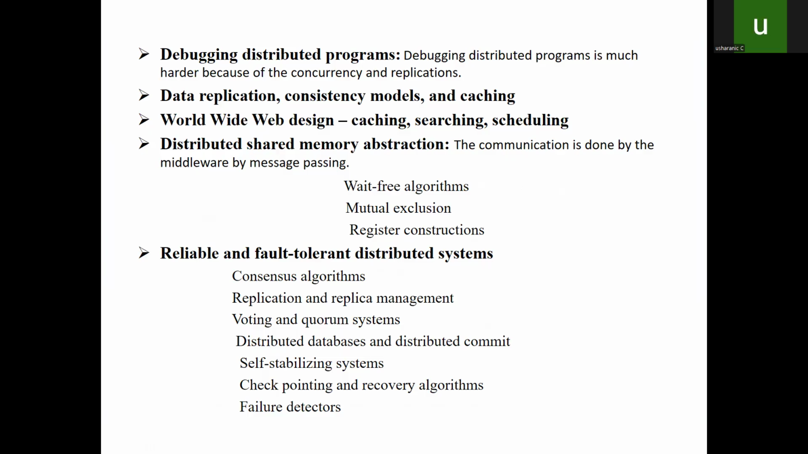And the next issue is reliable and fault-tolerant distributed systems. A deeper dive covers fault tolerance algorithms or consensus algorithms, replication and replica management, voting and quorum systems, distributed databases and distributed commit, self-stabilizing systems, checkpointing and recovery algorithms, and failure detectors. So these are all the issues that can arise under the concept of algorithmic challenges.